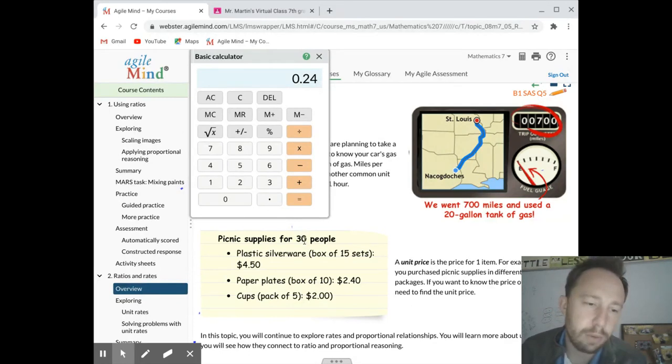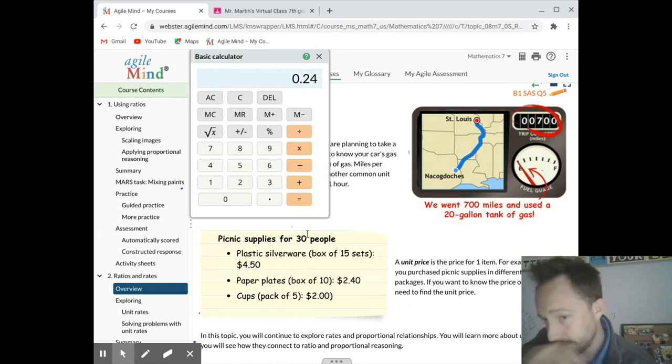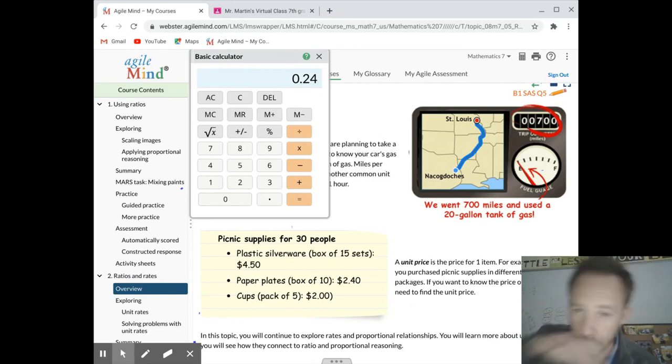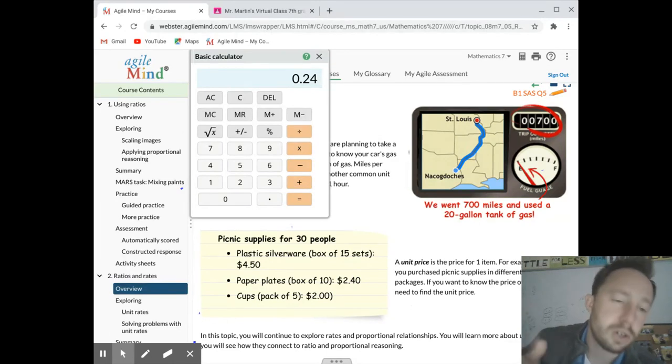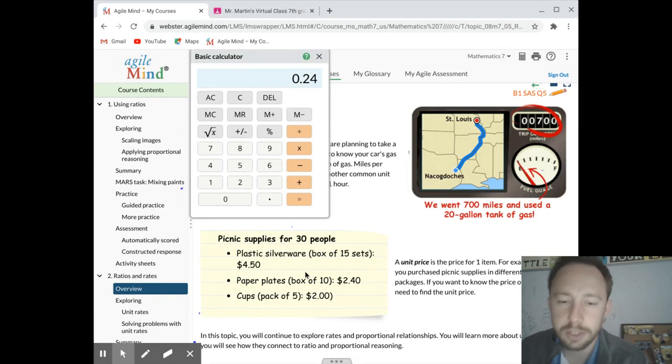All right, so tell me that in a unit rate. What would we say? Each paper plate is 24 cents. Okay, so that is a unit rate. Or we could say 24 cents per plate. Good. All right, so let's try this last one.